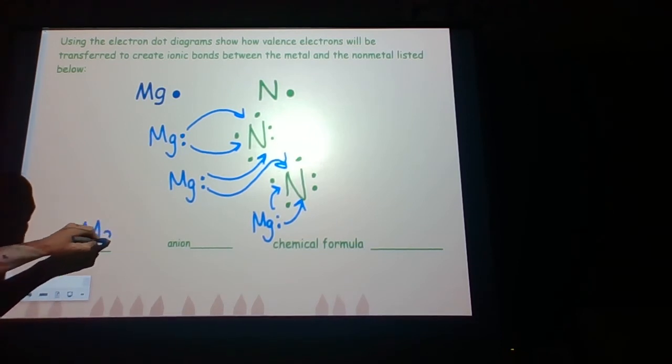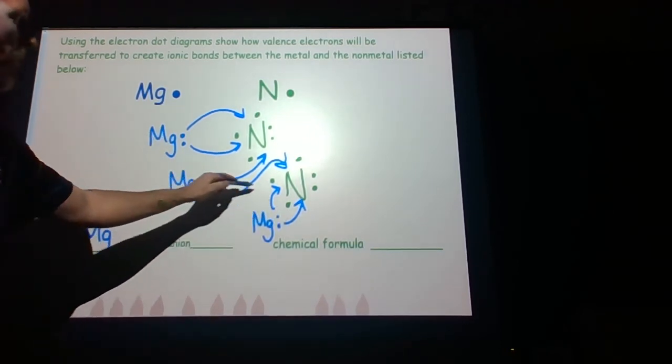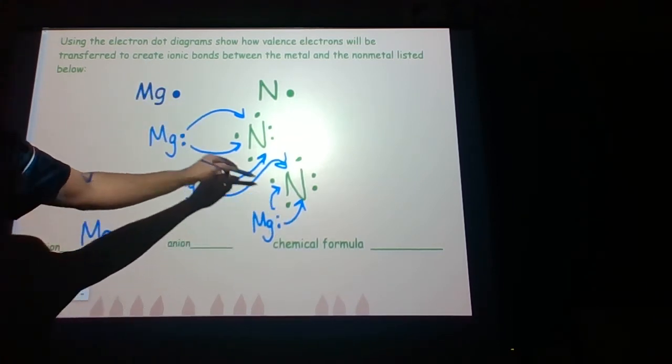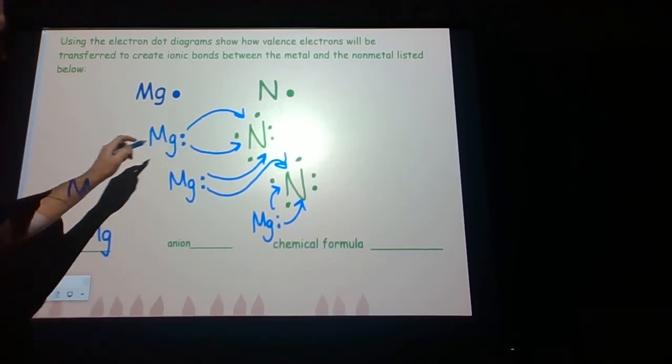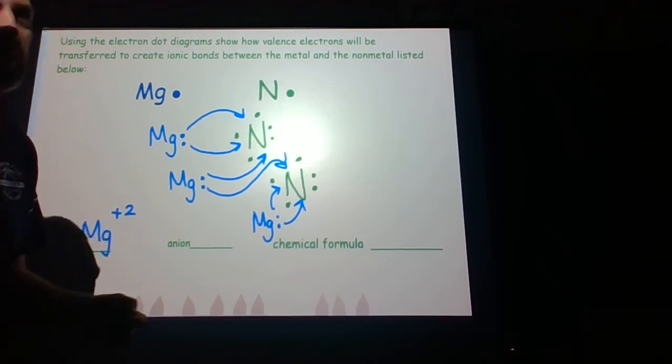What's the cation? Is Mg. I don't care about the total arrows. For those that want to count, you can say it. They lost 6 and nitrogen gained 6. But I only care about the individual. So it's +2. Or look it up on your periodic table, cheat code.